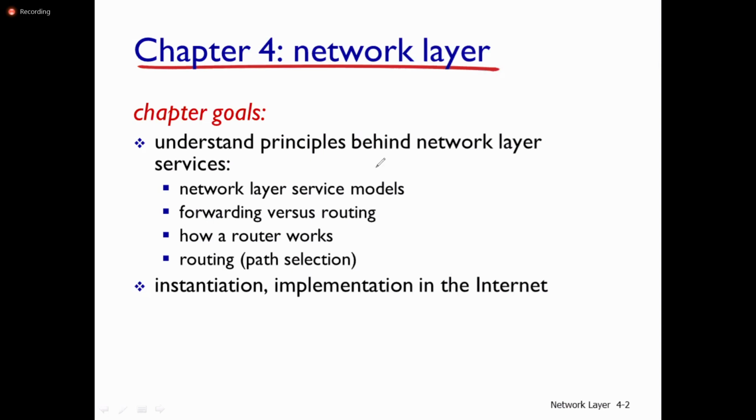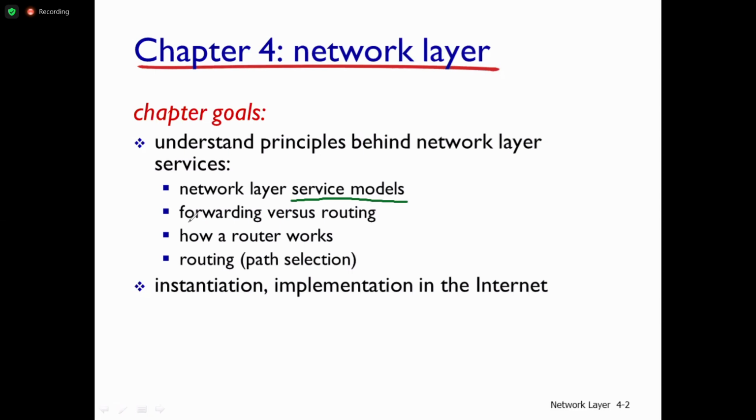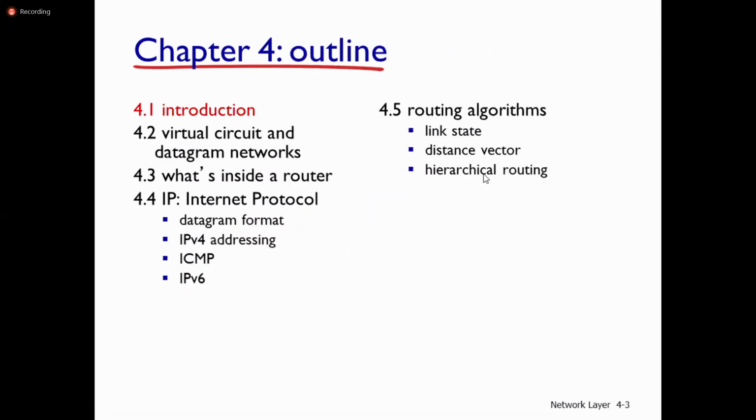That is, what are the network layer service models, and forwarding versus routing. These are the two main things that take place inside the router: forwarding and routing. And then we will see how a router works. Finally, what are the various routing algorithms? Routing is nothing but path selection from source to destination. So these are the important things we are going to discuss as part of this unit 4.